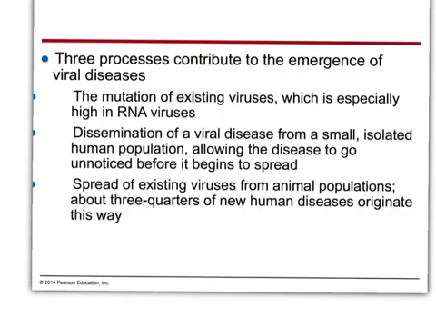Three processes contribute to the emergence of viral diseases. Mutations of existing viruses, which is why you get an influenza shot every year. This is especially high in RNA viruses. The dissemination of a viral disease from a small isolated human population, allowing the disease to go unnoticed before it begins to spread. So you start in one area, it's isolated, and then that allows spreading. And then spread of existing viruses from animal populations. About three-quarters of new human diseases originate this way.